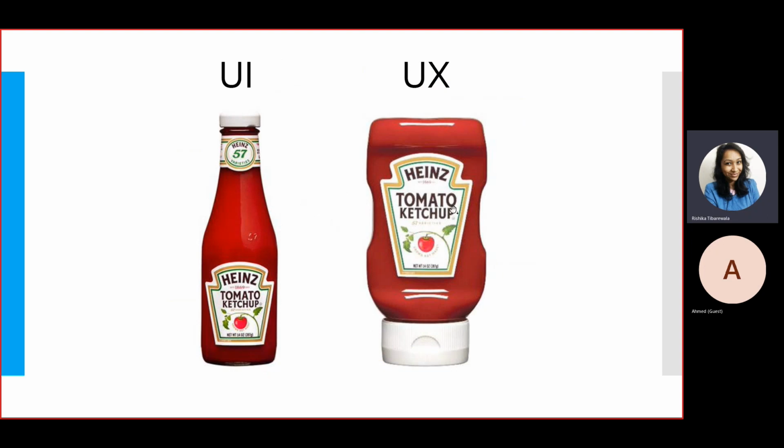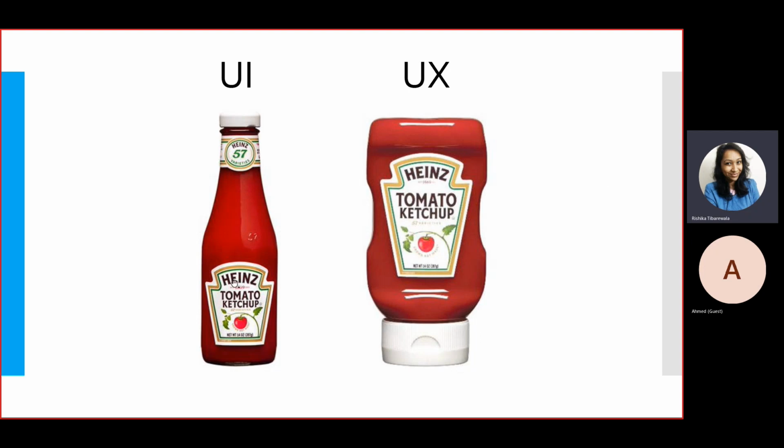Now, a simple example of UI UX. This is a ketchup bottle. Earlier, we used to have a ketchup bottle in which it was not easy to take out the ketchup, right? There was no option of squeeze. We had to just wait for the ketchup to pour down, right? Have you seen these two designs before? The difference between these two designs? Yeah, that is the example of UI UX.